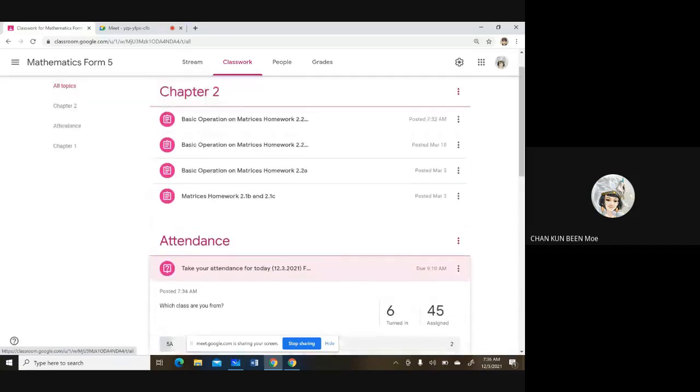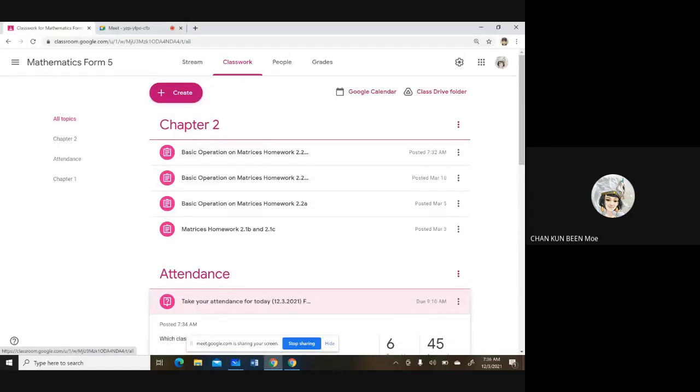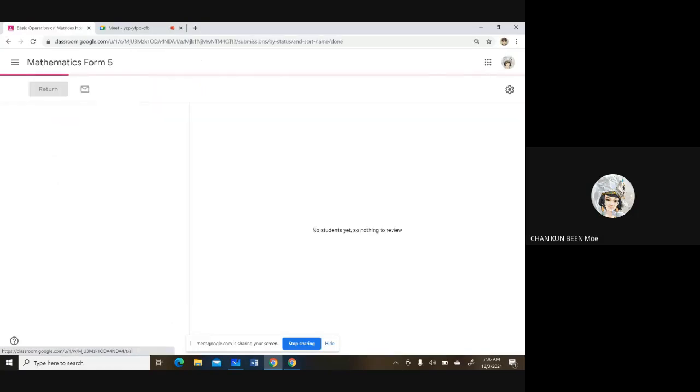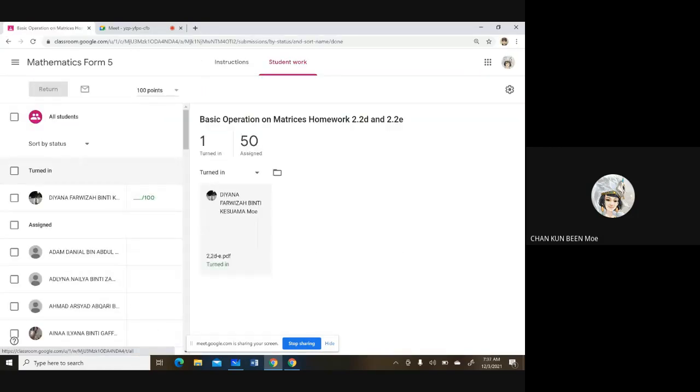And not forget, you have to hand in your work for the one that we just discussed, which is 2.2D and 2.2E. One already turned in very fast. Diana, very good. Okay, the rest, please do so.